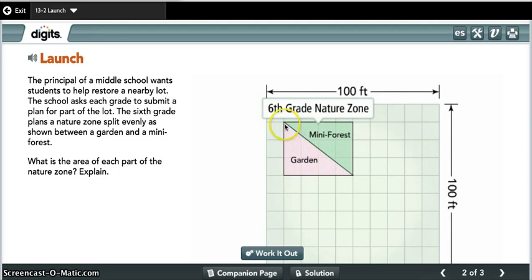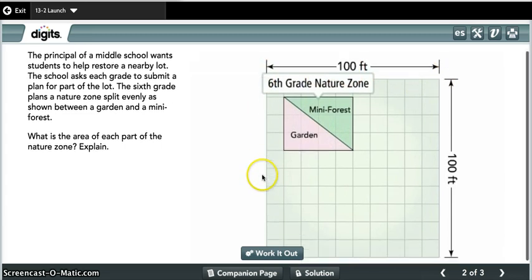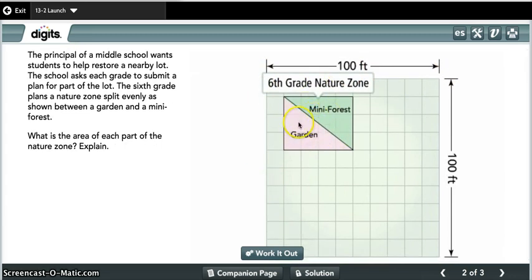And we see that they have this rectangular section, but that they're going to cut it diagonally, and they're going to do one half of it the garden, one half of it's going to be a mini forest. So what we need to figure out is the area of this rectangle, which we learned last time, and we need to be careful about the measurements here because it tells us that this whole grid that this little miniature grid is plotted on, the whole grid is 100 feet by 100 feet.